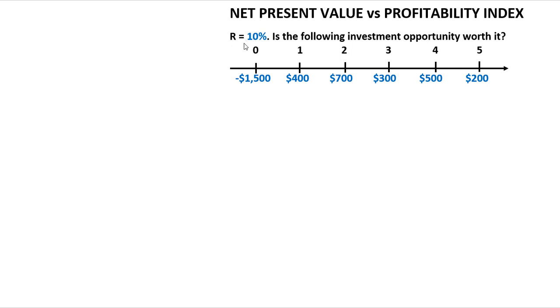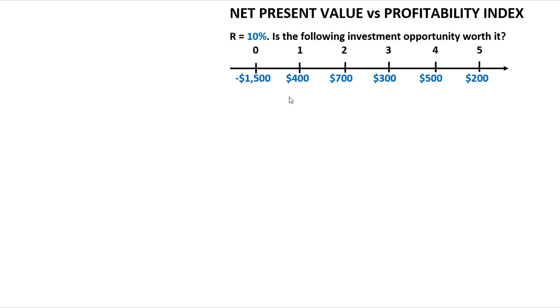The interest rate, or you can say it's the return that's typical for this kind of investments, is 10% per year. So typically when you invest your money, it will be grown by 10% every single year. That's what this means. Is the following investment opportunity worth it? And what we know is you can invest $1,500 today to get $400 back in 1 year, $700 in 2 years, another $300 in 3 years, another $500 in 4 years, and another $200 in 5 years, and that's it. So it's a 5-year investment opportunity.